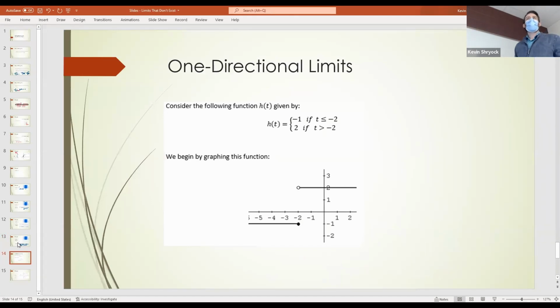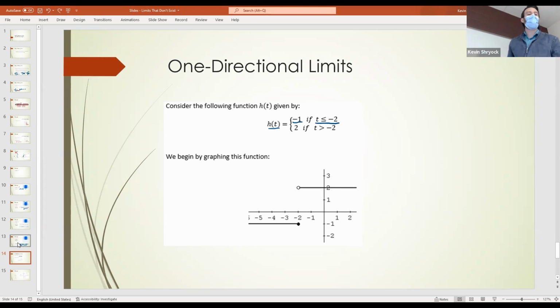Let's do another example. Consider the following function. We've got a piecewise function here, right? Let's remind ourselves how we read the piecewise function. H of t, that's the function, that's the height, is going to be negative 1 if t is less than or equal to negative 2. The height is going to be 2 if t is greater than or equal to negative 2.